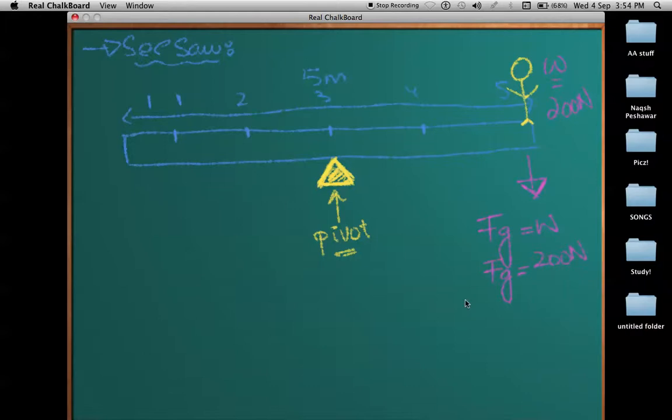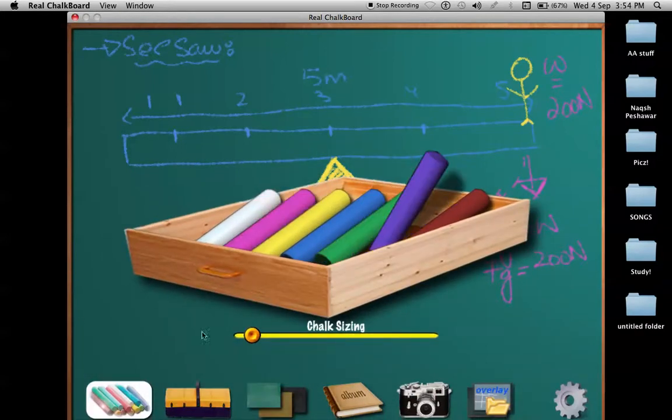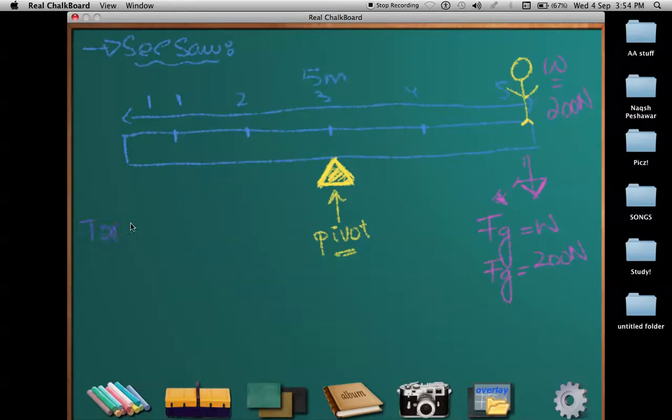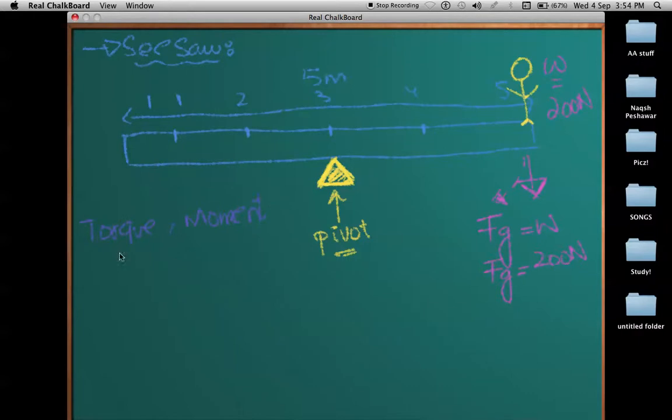Alright, that's great. Now we know as soon as he sits at this point, you should have the intuition that the seesaw will move like this, in this direction. Why would it move? First of all, that is because he is exerting a torque or a moment. Let's find out what happened. What is the moment that he exerts on the seesaw when he sits at this point, at this 5 mark.